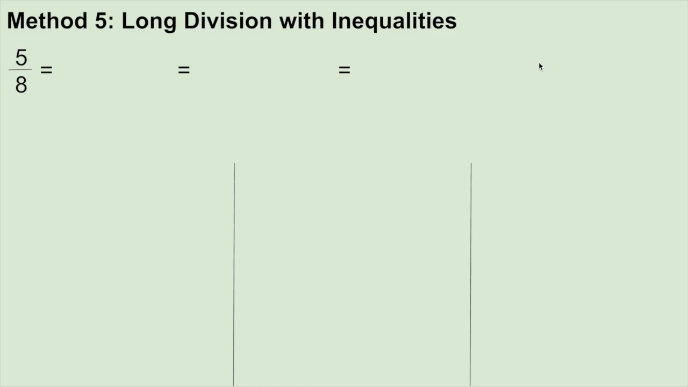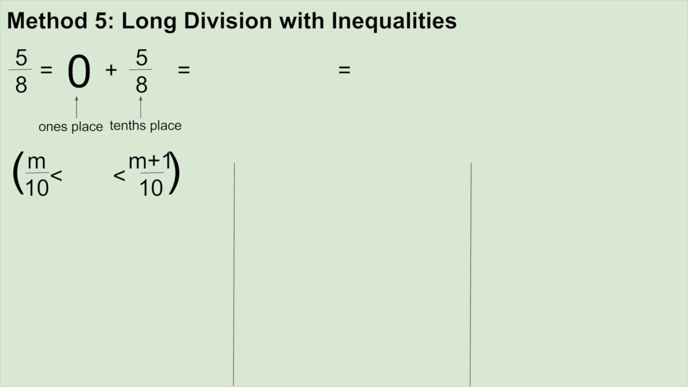The fifth method is using inequalities. So we start with 5/8. 5/8 is not a number greater than 1. So the whole number part, or the ones place, on this decimal is 0. And then we add the remaining pieces, which would be 5/8 to it. So like I just said, the 0 is ones place, and the 5/8 represents, or begins to represent, the tenths place. We use the 5/8 fraction in this setup right here, where you have m over 10 is less than the 5/8, which is less than m plus 1 over 10.